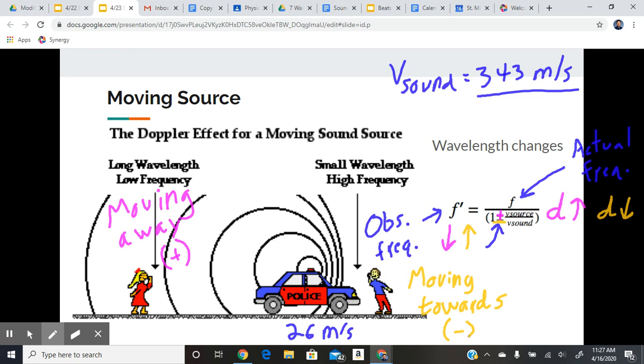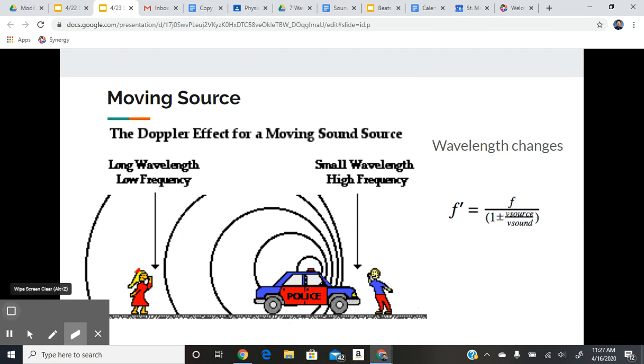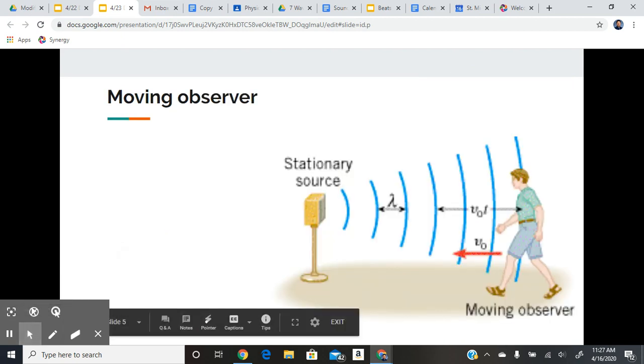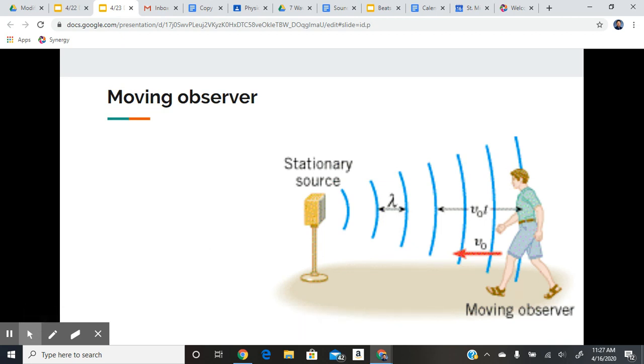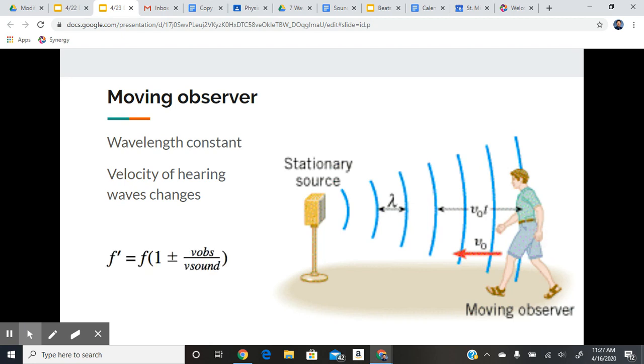All right, so that's a moving source. Now we can take a look at a moving observer. Very similar situation. The only difference is instead of dividing, because the wavelength is constant, now we are going to be multiplying. There is one equation that you can use for every single given situation if you would like to, and I'll show you a link to a video that explains that.